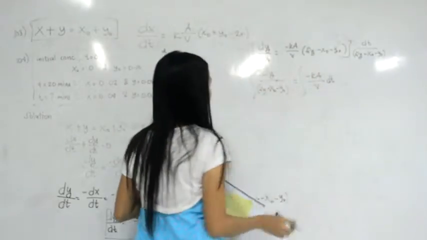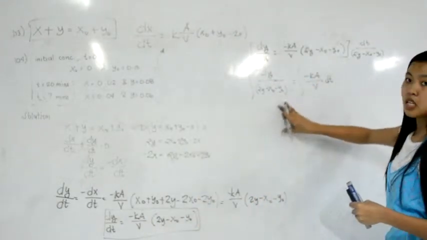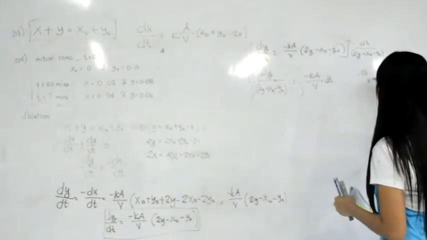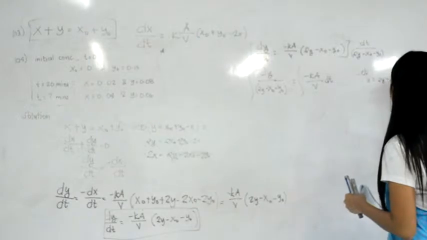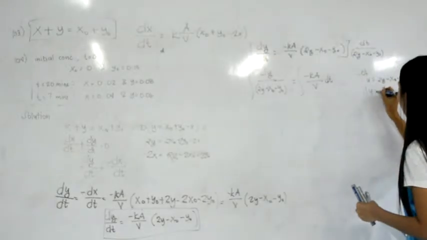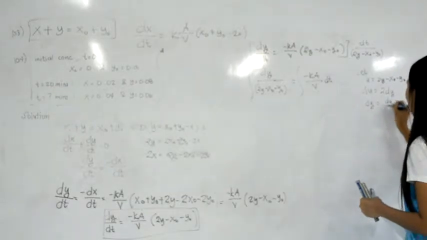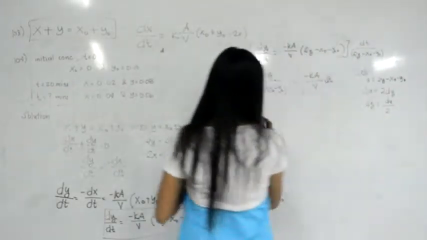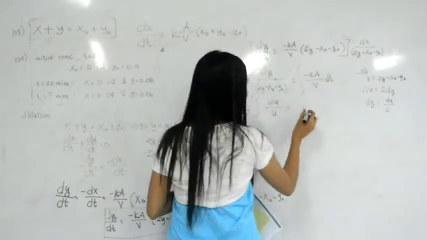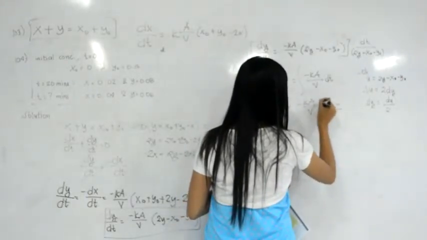Integrating both sides, we cannot easily integrate this equation, so we're going to change the variable. We'll let u be equal to 2y minus x0 minus y0. So du will be equal to 2 dy, and dy will just be equal to du over 2. So therefore, we can now have 1/2 the integral of du over u equal to negative KA over V t plus c.